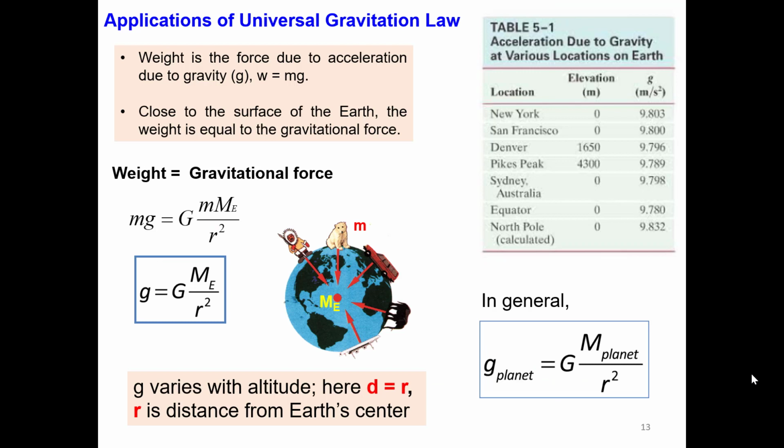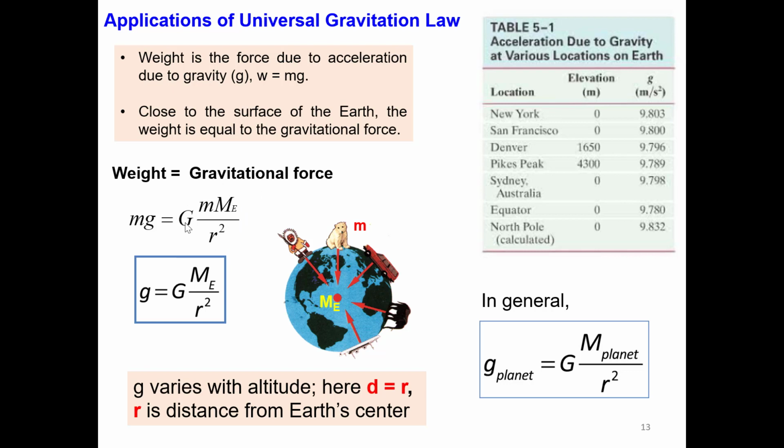Now we are going to talk about some applications of the universal gravitational law. We know the weight is the force due to the acceleration of gravity, and we can define the weight as equal to the mass multiplied by the g value. Close to the surface of the Earth, the weight is equal to the gravitational force. And this is why we have this equation. Then we can define the weight as mass times the acceleration of gravity in this case. And here we know the gravitational force.